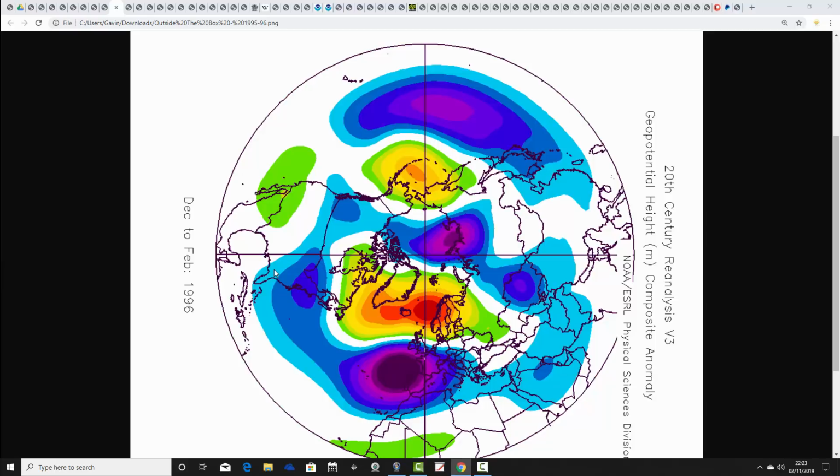This is not 1965-1966. This is in fact 1995-1996. It's a cold winter, as Richard said in his presentation, with the below average heights to the south and the above average heights up to the north.